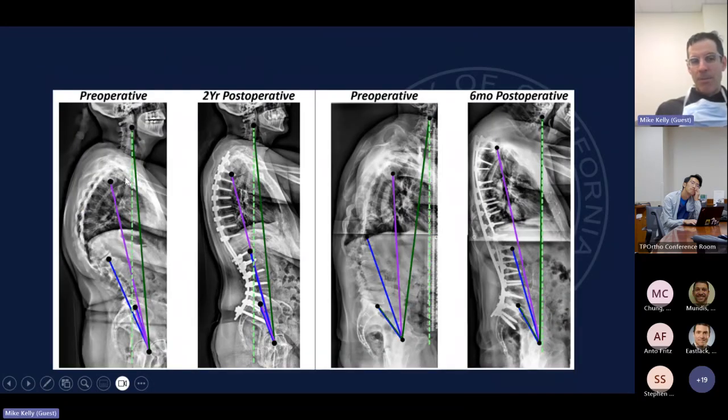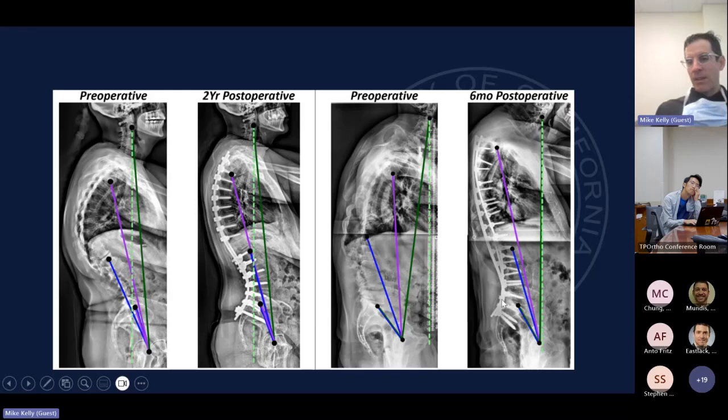Case examples, preoperative, right? Thoracic degeneration, lumbar hyperlordosis as a compensatory mechanism for the thoracic hyperkyphosis, T4L1 fixed perfectly, L1PA fixed perfectly. The C2 is, I don't know, maybe -2 or -3. This is 2 years out.